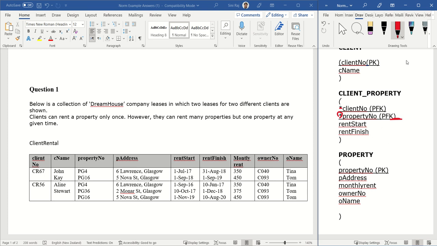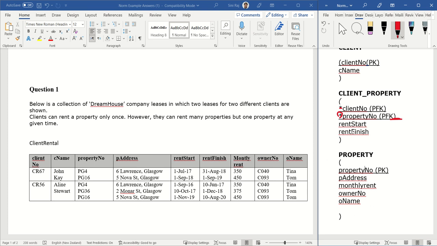So now we could say that we have eliminated the issue of partial dependency. When you look here, P address is fully functionally dependent upon property number, monthly rent is fully functionally dependent, owner number, owner name, everything is fully functionally dependent upon this. So this is what we could understand.